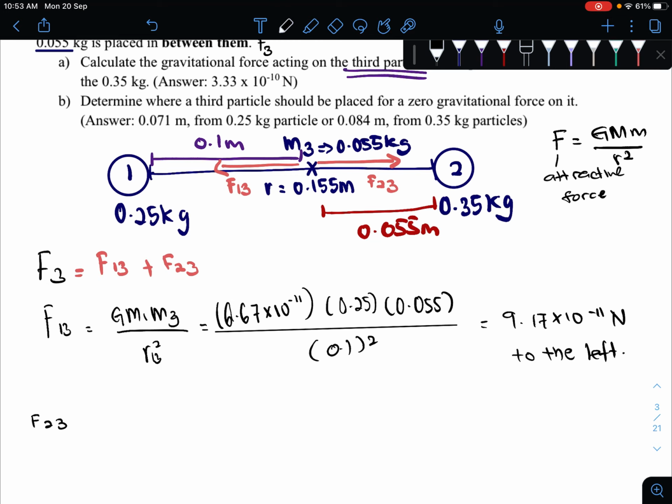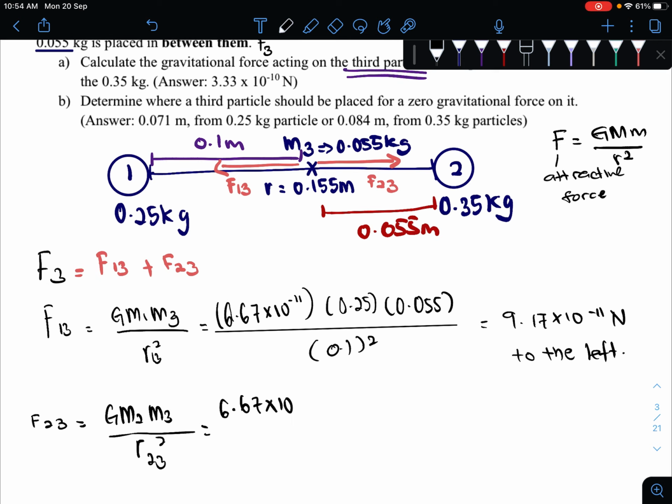And then next, we are going to find F2 on 3. The force by object 2 on object 3. Particles 2 on particles 3. Okay, subjek kita dekat sini adalah objek ketiga sahaja. Okay, so the equation becomes M2 M3 over R23 square.